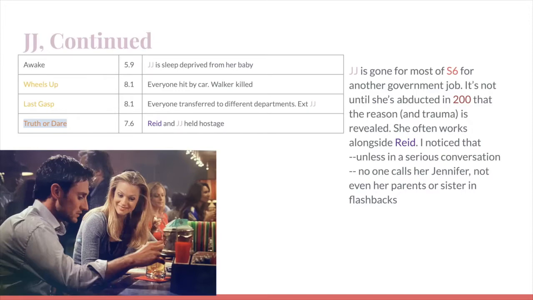She often works alongside Reid, they're close friends. I noticed that unless in a very serious conversation, no one calls her Jennifer, not even her parents or her sister or Will. I just thought that was interesting. I guess it's a nickname.